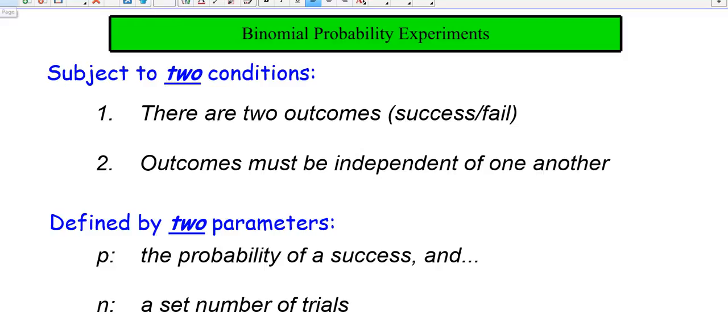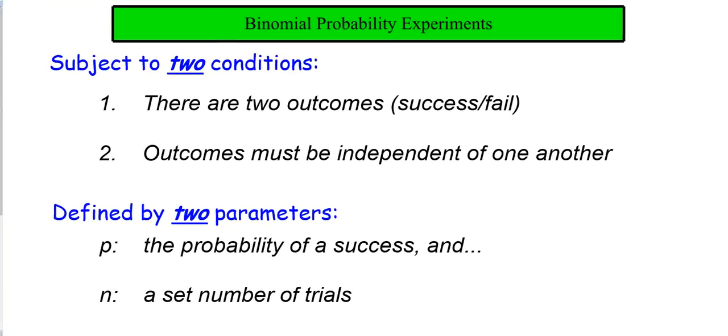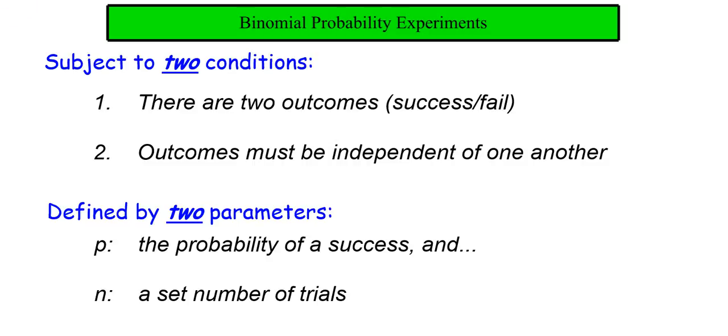All right, so we want to take a quick look at the binomial distribution and binomial probability experiments. So a couple different things need to happen in order to use this. Two conditions have to be true.